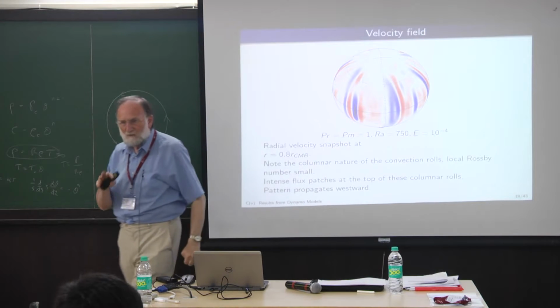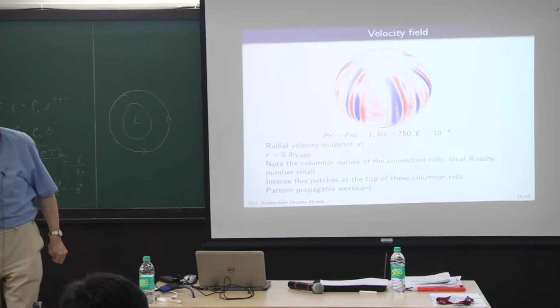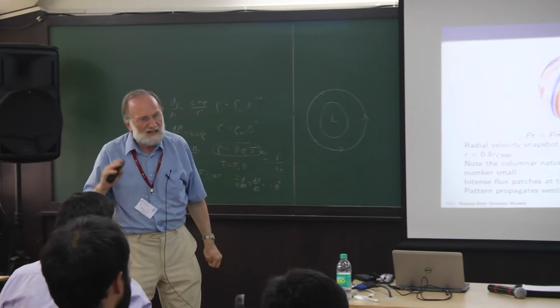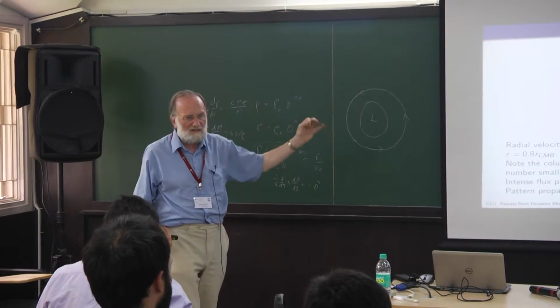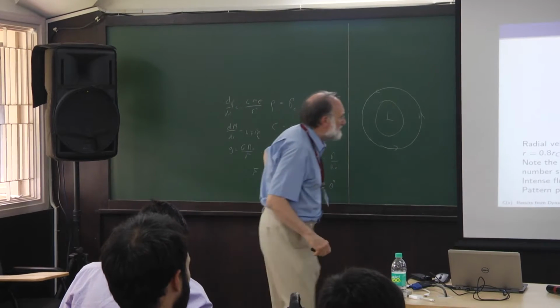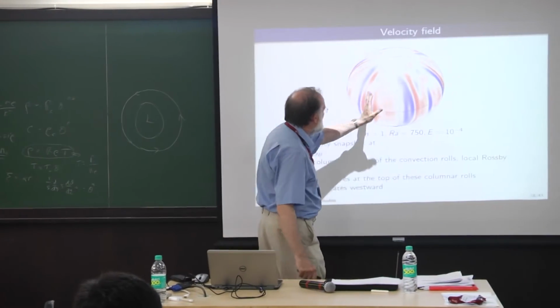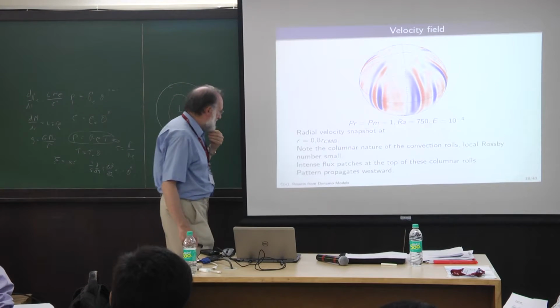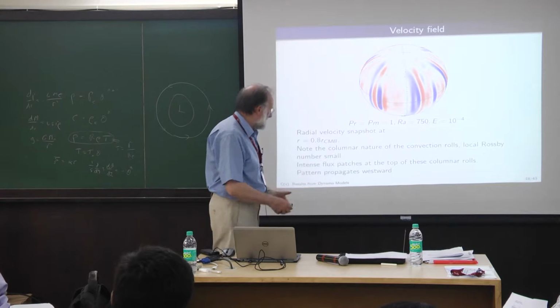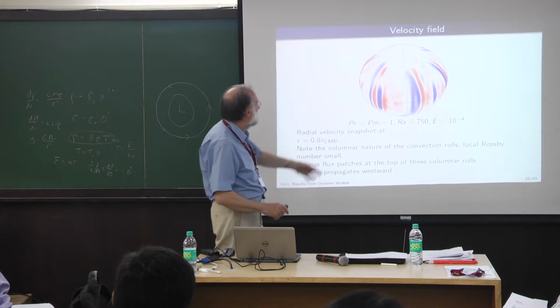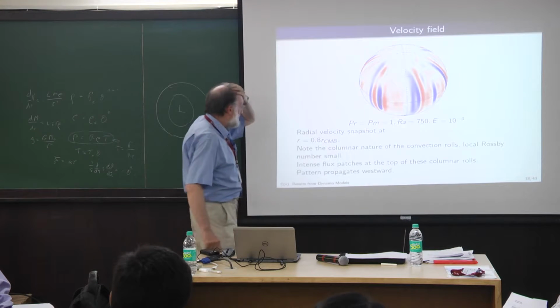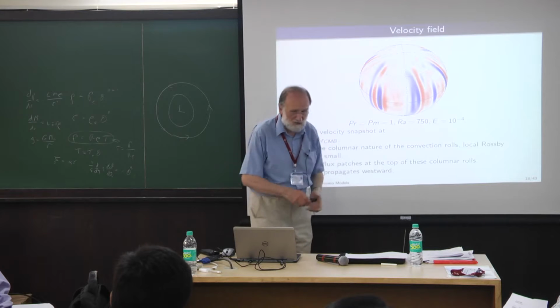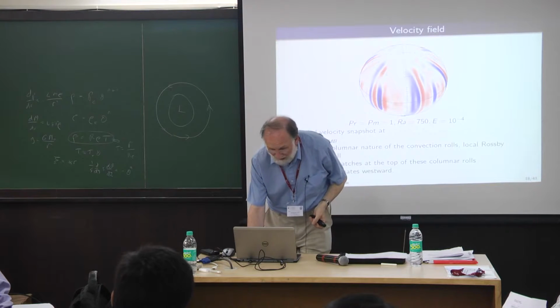That's what I meant when I said always look at linear theory first, because it will tell you things even about fully nonlinear, really complicated simulations. You'll see features which you recognize from linear theory in there. So there are some columnar structures. The intense flux patches at the top of the columnar rolls, up here, that's what I was saying. And the pattern generally propagates westward, which is sort of what the real thing does.